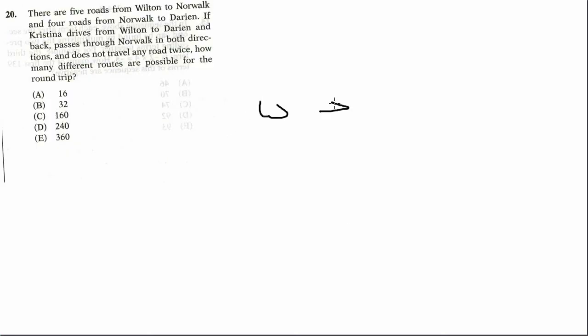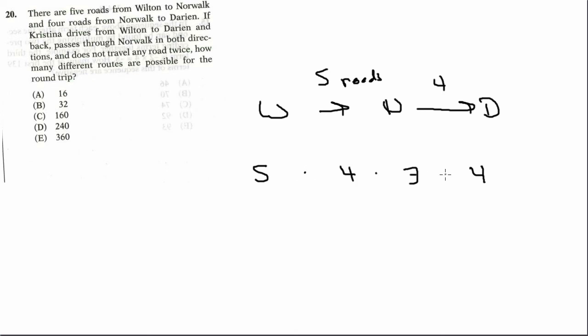From Wilton to Norwalk, there are 5 roads. From Norwalk to Darien, there are 4. So if Christina drives from Wilton to Darien and back, but doesn't travel any road twice, then how many possible routes are there? Well, on her way out, she has 5 choices. Then from Norwalk to Darien, she has 4 choices. Returning, she's used up one of those choices, which means she has 3 choices. And then here returning, she has 4.